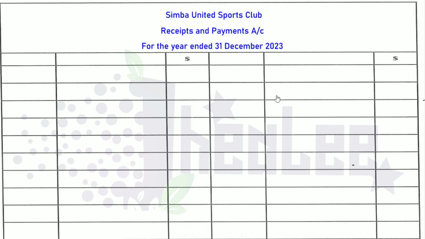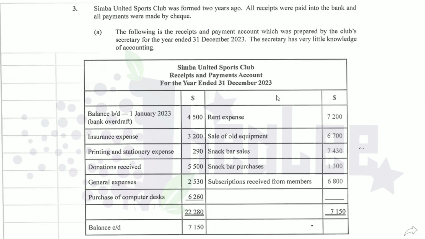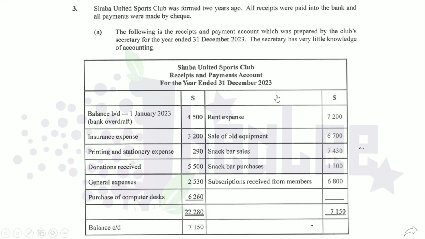So with that knowledge, let's look at the receipts and payments account that was prepared by that secretary. And we're going to look at the debit side first. Now, the first item that we're seeing is balance brought down January 1st, 2023, and we're seeing in bracket bank overdraft. So it means that there's an overdrawn balance at the beginning of the accounting period. Now, once there's a bank overdraft, it means that this is a credit balance, because the business is owing, so therefore that is a liability, and liabilities carry credit balance.